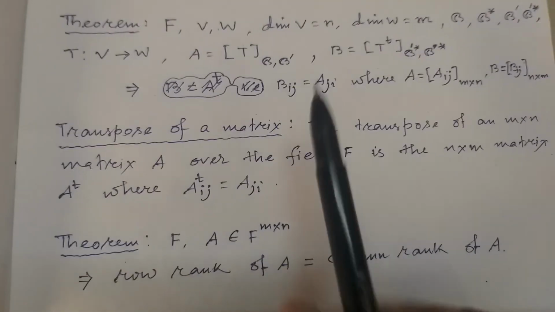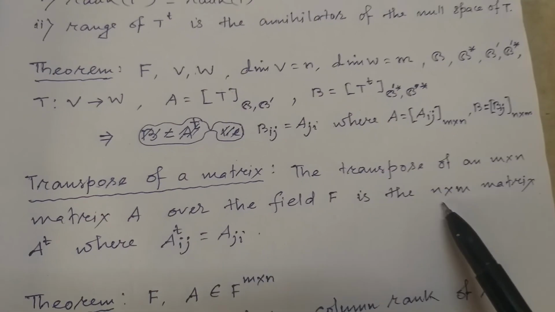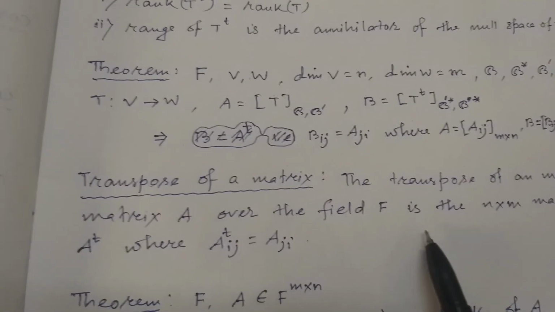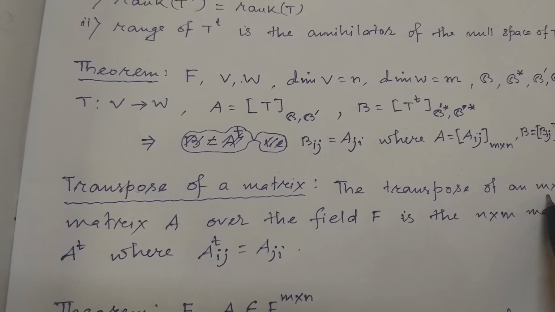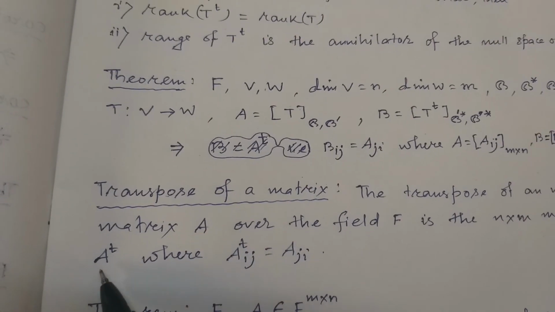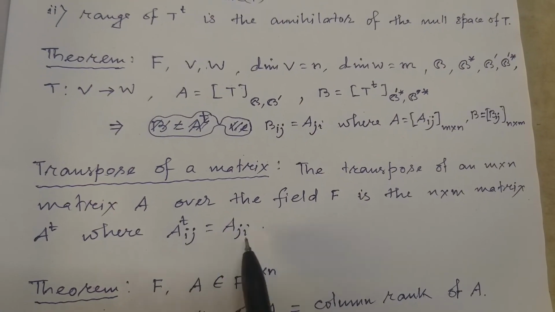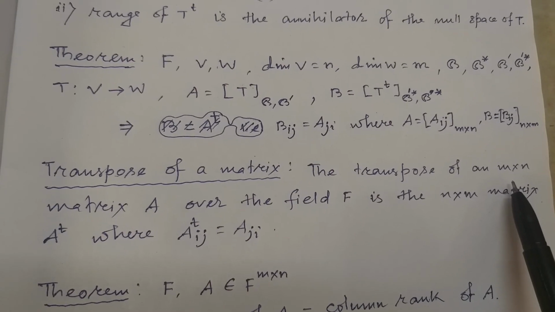Now we will define the transpose of a matrix. The transpose of an m cross n matrix capital A over the field F is the n cross m matrix, the order is reversed, written as A transpose, such that A transpose ij equals Aji, where these are the elements of the matrix capital A.